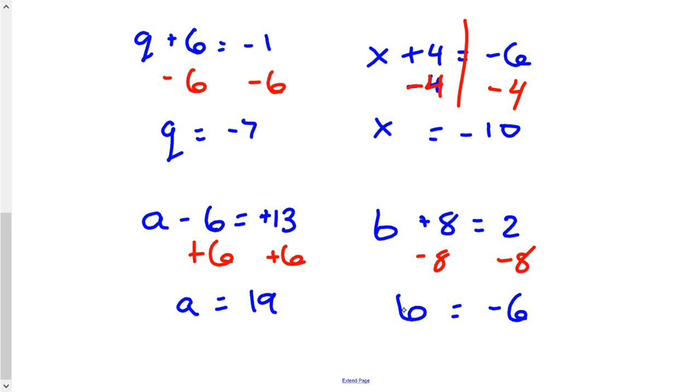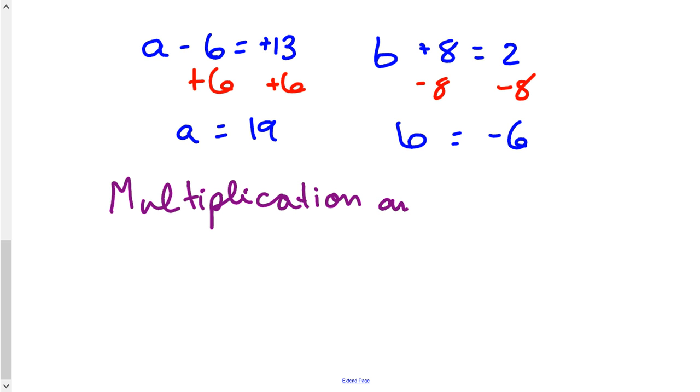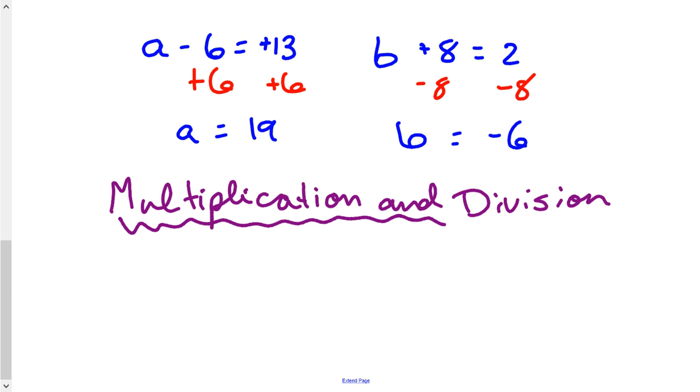Okay, so that's about addition and subtraction. So this part will be multiplication and division. Multiplication and division are inverse processes of each other, just like addition and subtraction, they go back and forth. So for example, 3x is equal to 12. We need to get x by itself, and it's currently being multiplied by 3. So we have to divide by 3.